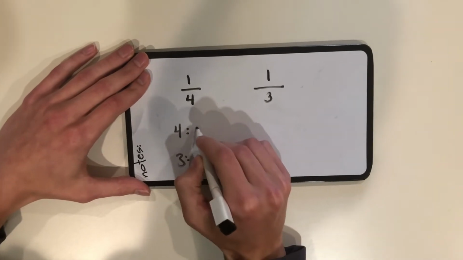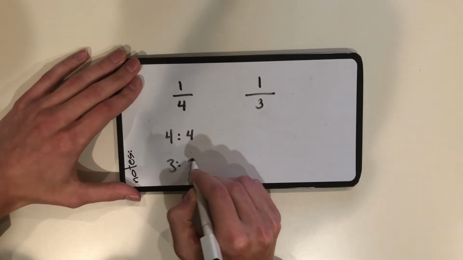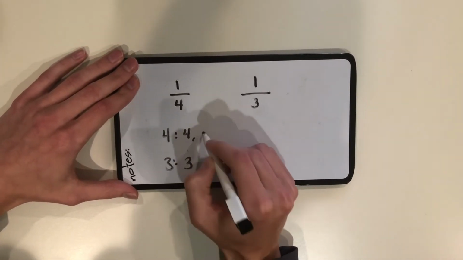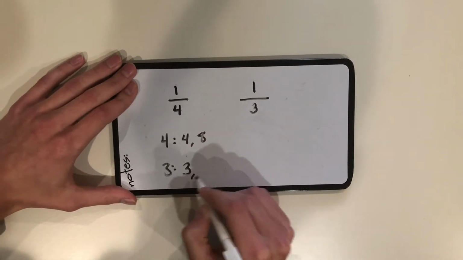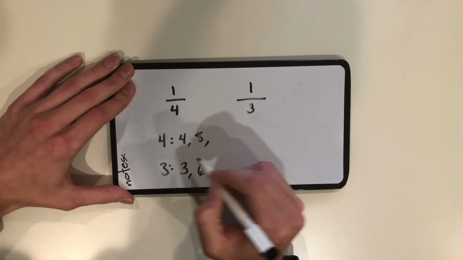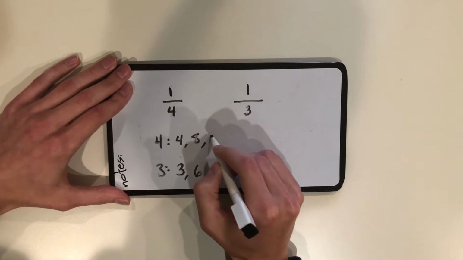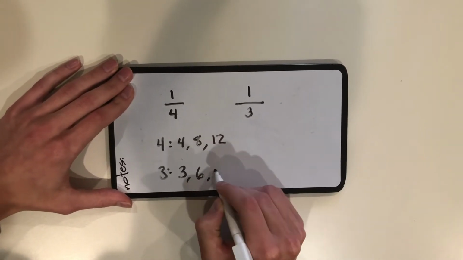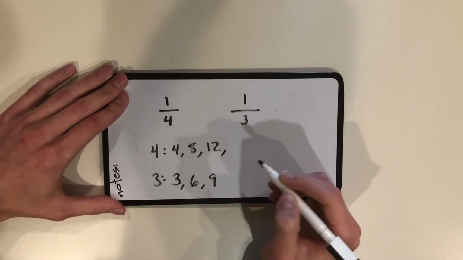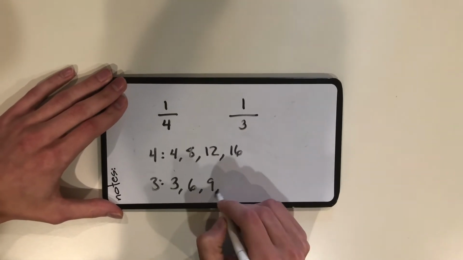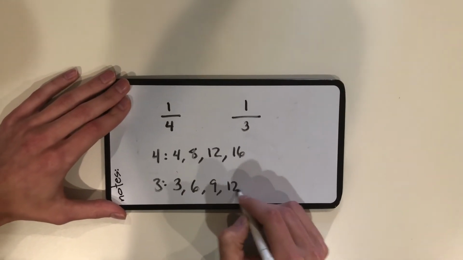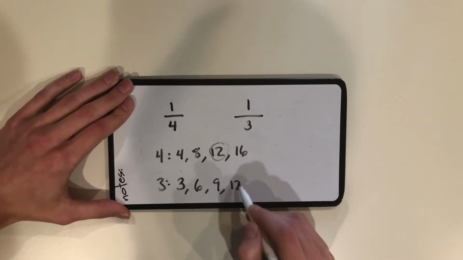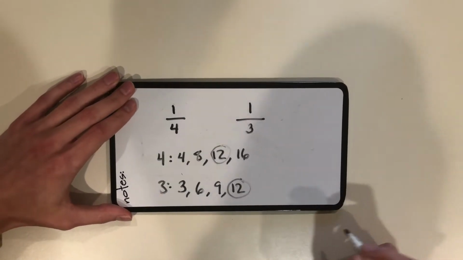So 4 times 1 is 4, 3 times 1 is 3, 4 times 2 is 8, 3 times 2 is 6, 4 times 3 is 12, 3 times 3 is 9, 4 times 4 is 16, 3 times 4 is 12. See here we have the same number, so this is going to be what your denominator is.